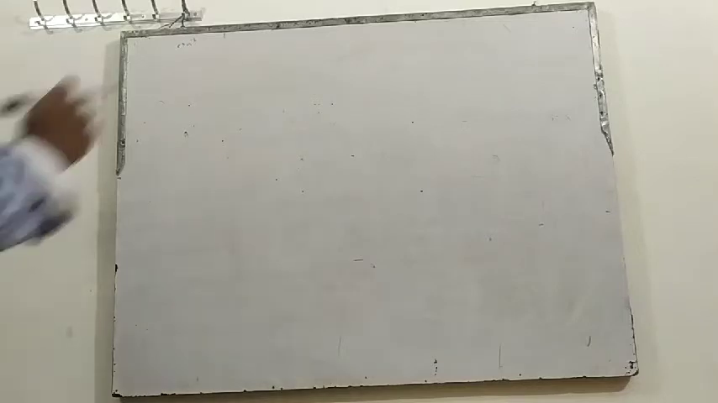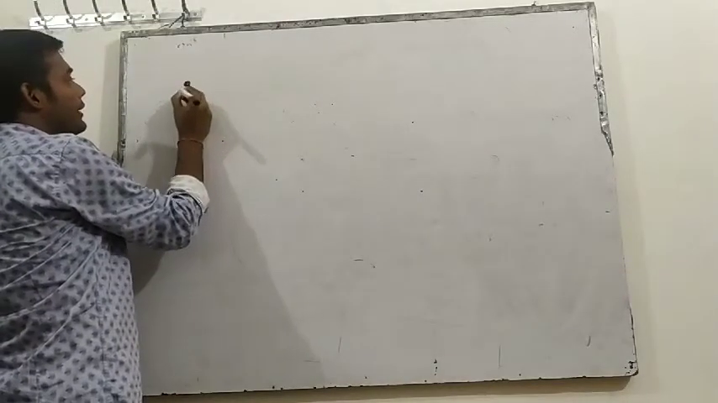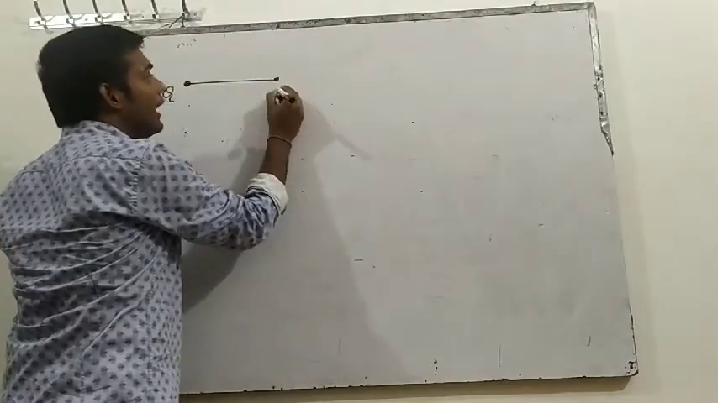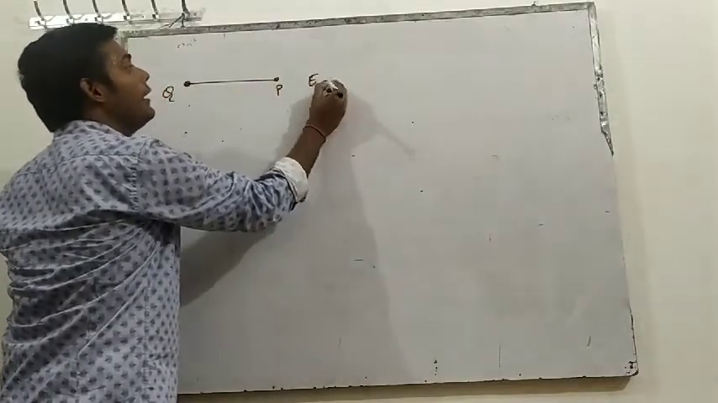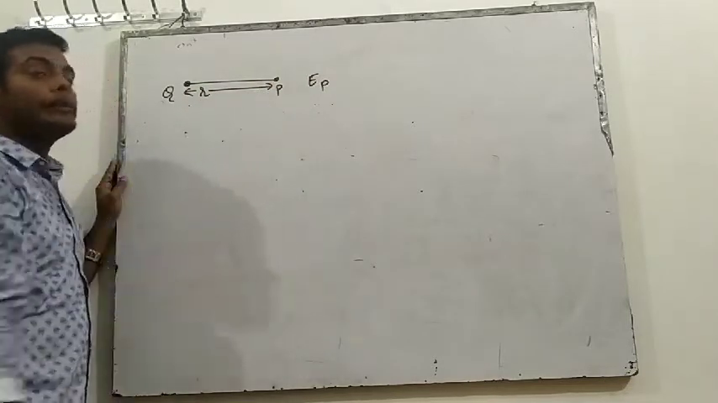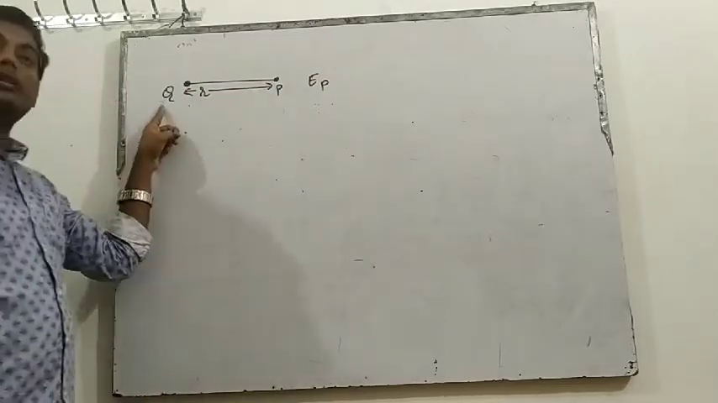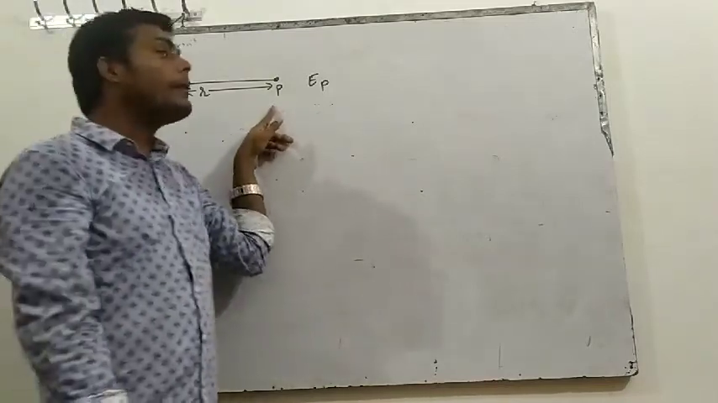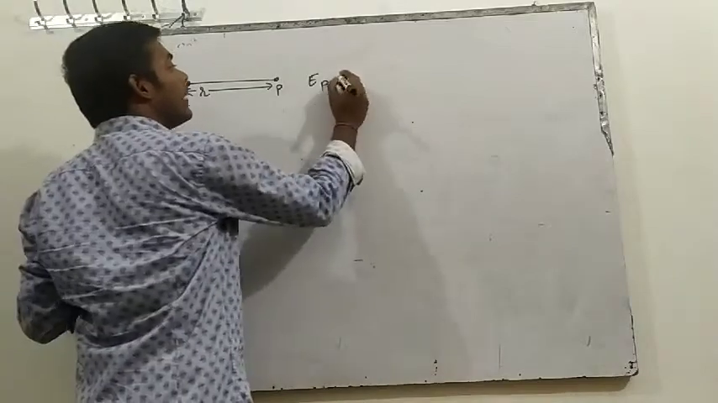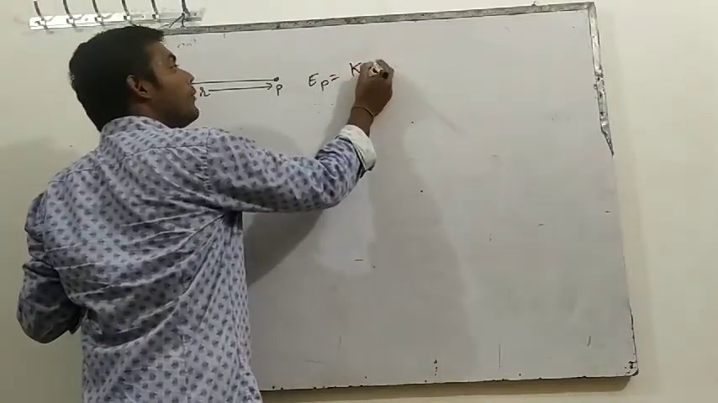So we have learned this thing also. Now we come to know that if there is a source charge Q, and we want to find the electric field at point P, and the distance of point P from the source charge is R, then what is the formula? The electric field at point P will be what?